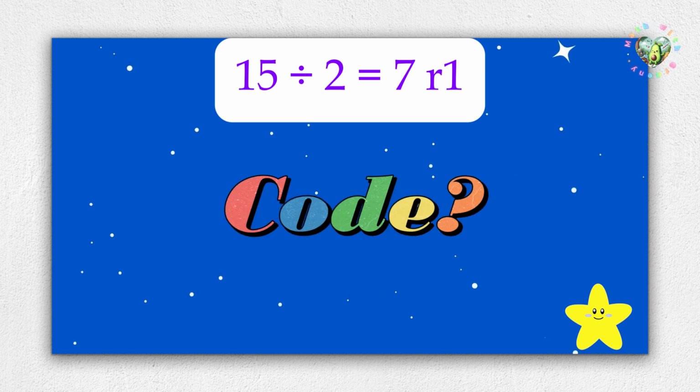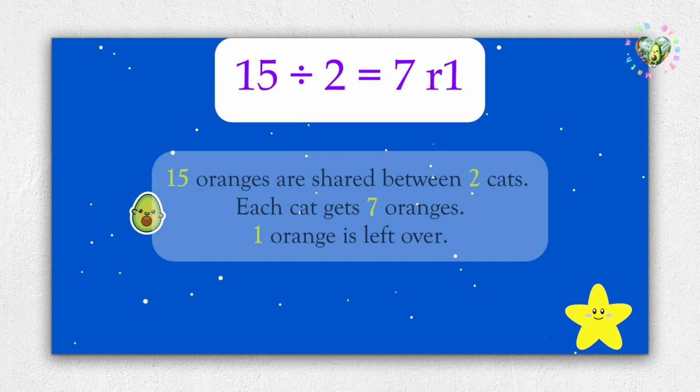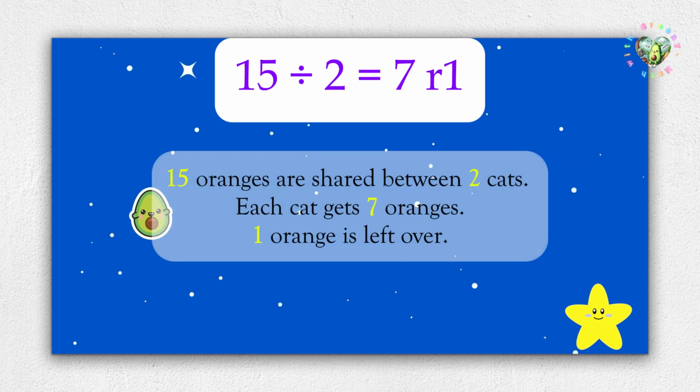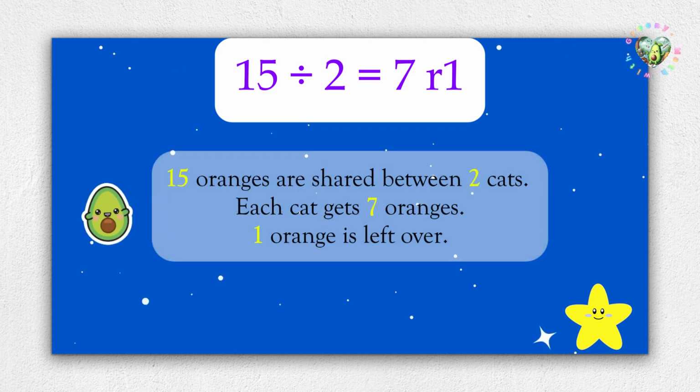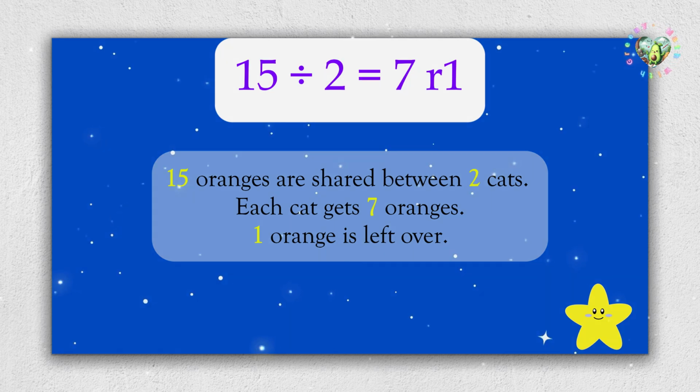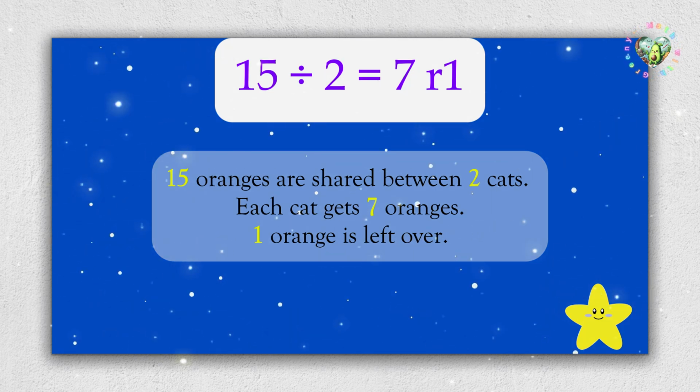What's the code? 15 oranges are shared between 2 cats. Each cat gets 7 oranges. 1 orange is left over. You're a pro. Last one.